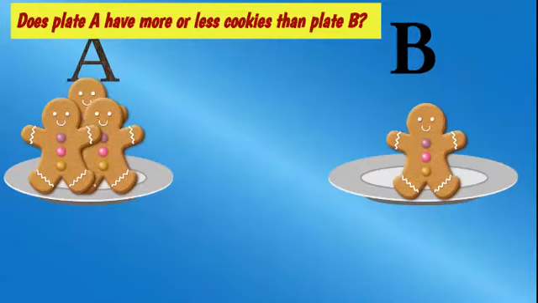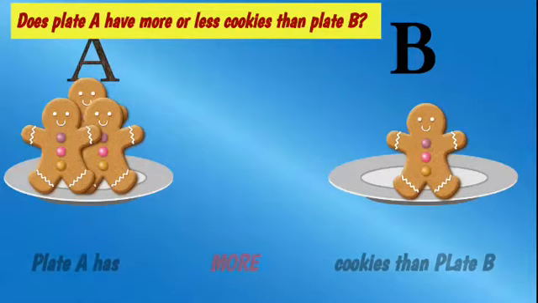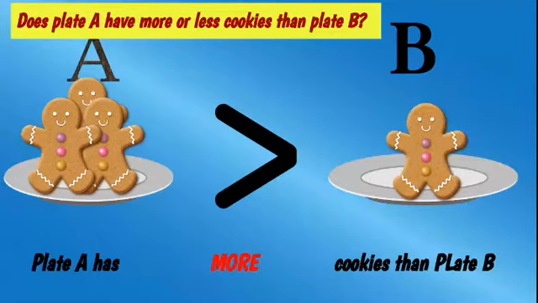Another example, does plate A have more or less cookies than plate B? So we can see that plate A has more cookies than plate B. Using our symbols, here we have our more than. Our open end faces plate A, since plate A has more cookies. The pointed end faces plate B, since plate B has less cookies.